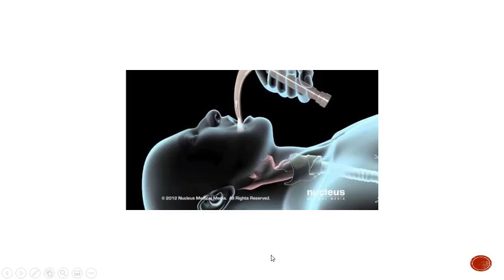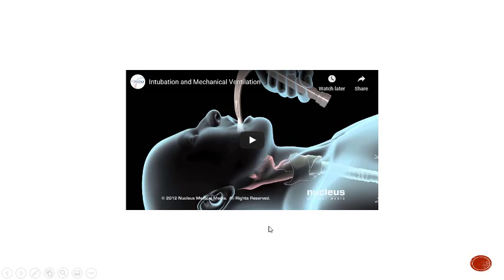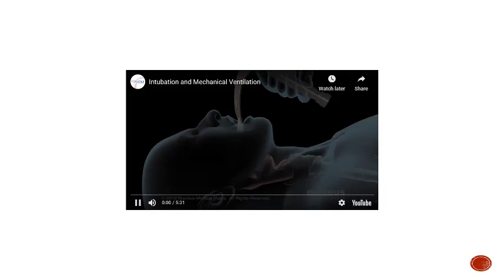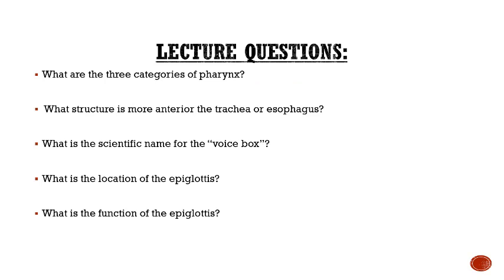And same with this, this is another kind of animation that shows you that laryngoscope and that tube placement, just so you guys get an idea of what I mean when I'm talking about intubation and why those structures and those landmarks are important. Sorry about that.